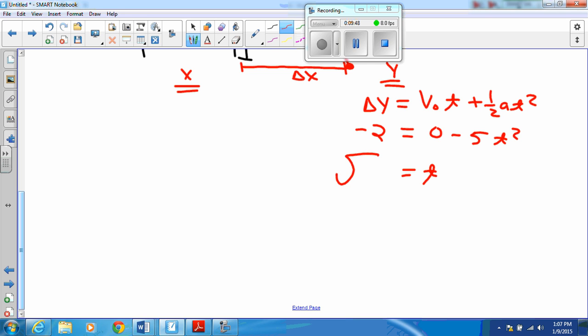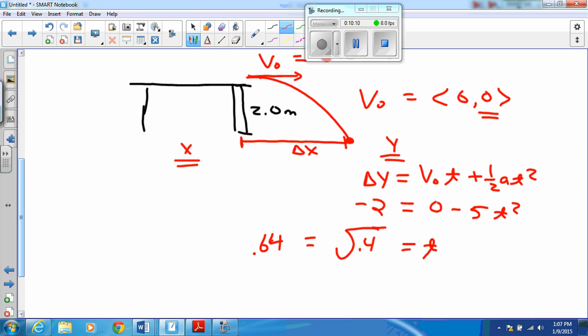And this gives me t is therefore equal to the square root of 2/5, or the square root of 0.4. The square root of 0.4 is like 0.65, something like that. Somebody who got this, is that correct? 0.64. Okay.